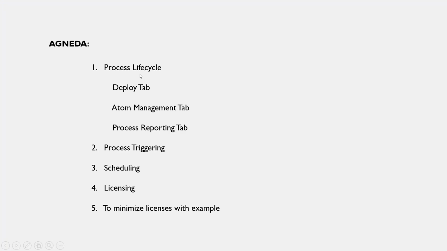So we discussed the process life cycle, and the deploy tab we have seen. At the management tab, we have seen we created an environment and deployed the process. We have executed the process and seen how the process reporting tab looks. We saw whether the process is a success or failure, documents coming in and going out, the time, etc. We have triggered a process and scheduled a process. We have seen the licensing concept, and with an example we have seen how we can minimize the number of licenses.